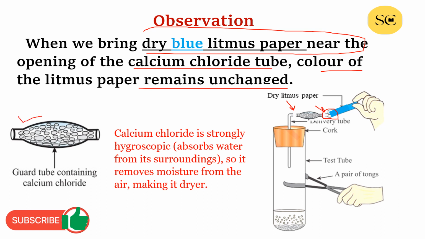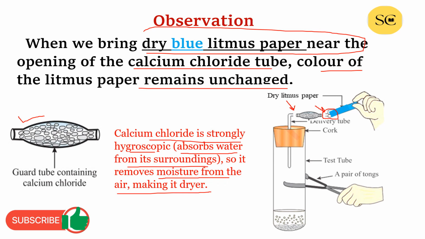Okay, now here we use a guard tube containing calcium chloride. So why do we use calcium chloride? Calcium chloride is strongly hygroscopic, means it absorbs water from its surroundings. Okay, so it removes moisture from the air, making it drier.